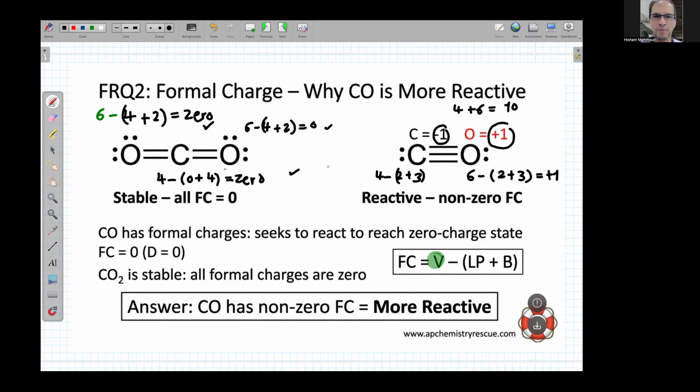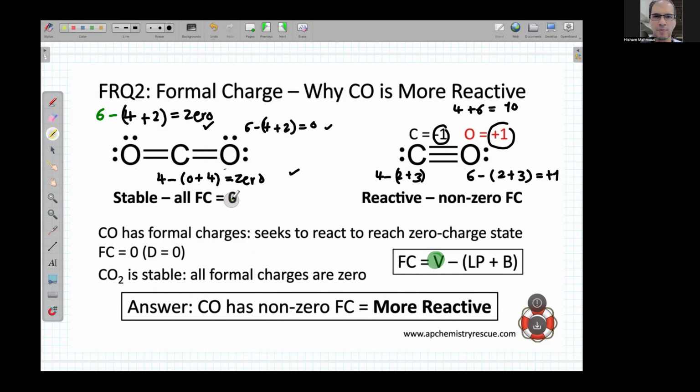Here is the key difference. Carbon monoxide has non-zero formal charges. So carbon is -1 and oxygen is +1. Why does this make CO more reactive? Listen carefully. This is worth the justification point. Molecules with formal charges are less stable than molecules with 0 formal charges. Very, very important to know that. So CO has formal charges, so it seeks to react to reach the 0 charge state.